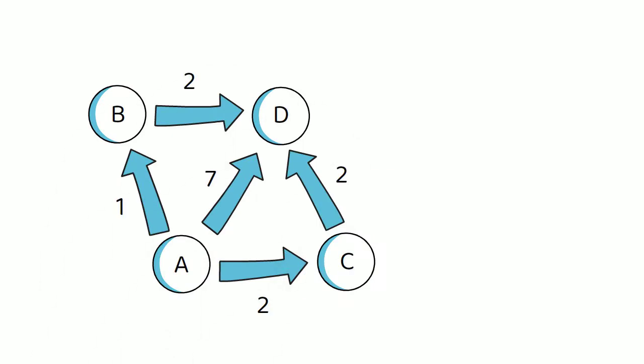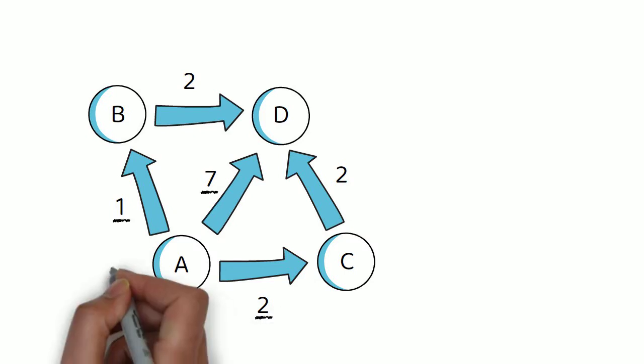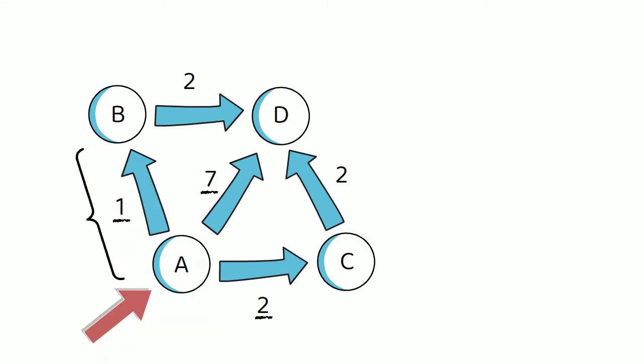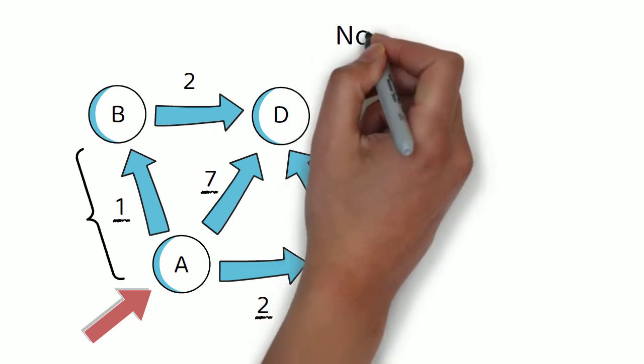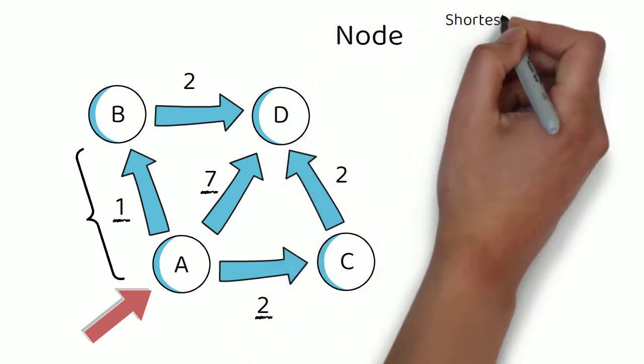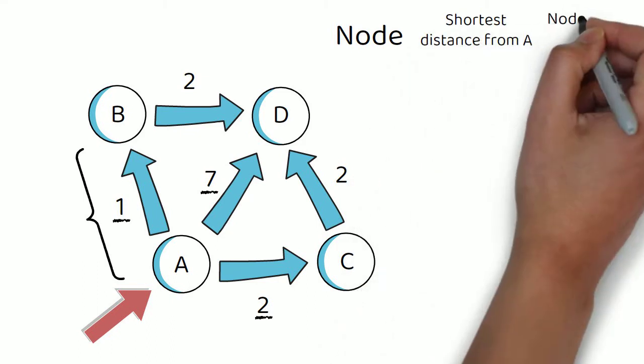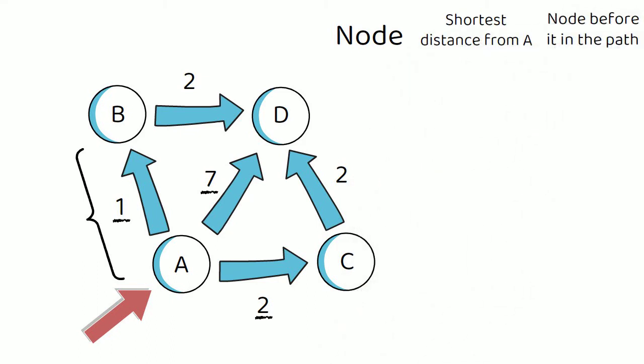Here's the example. We want to get from A to D. We'll start with A and look at each edge connected to A. We always look at the edge with the shortest distance first. In this case, it's A to B, which has distance 1. Let's make a table to keep track of all of this. It'll have 3 columns: the node, the shortest known distance from A to that node, and the node right before it in that path. If that's a lot to digest, don't worry, it'll make sense soon.